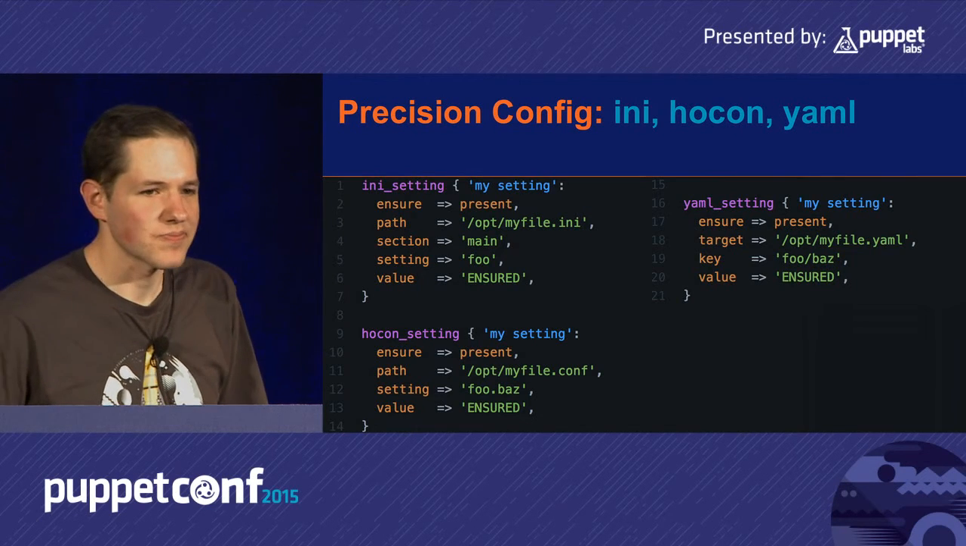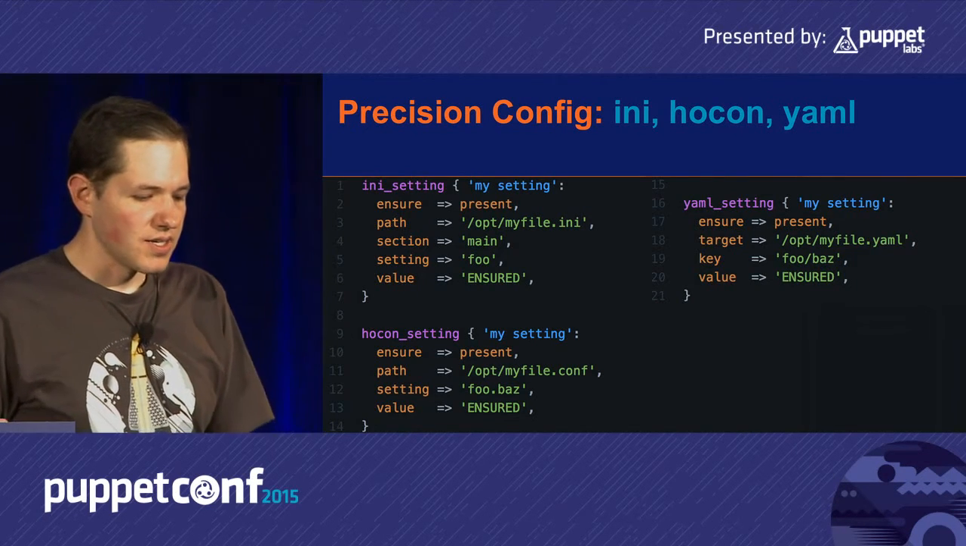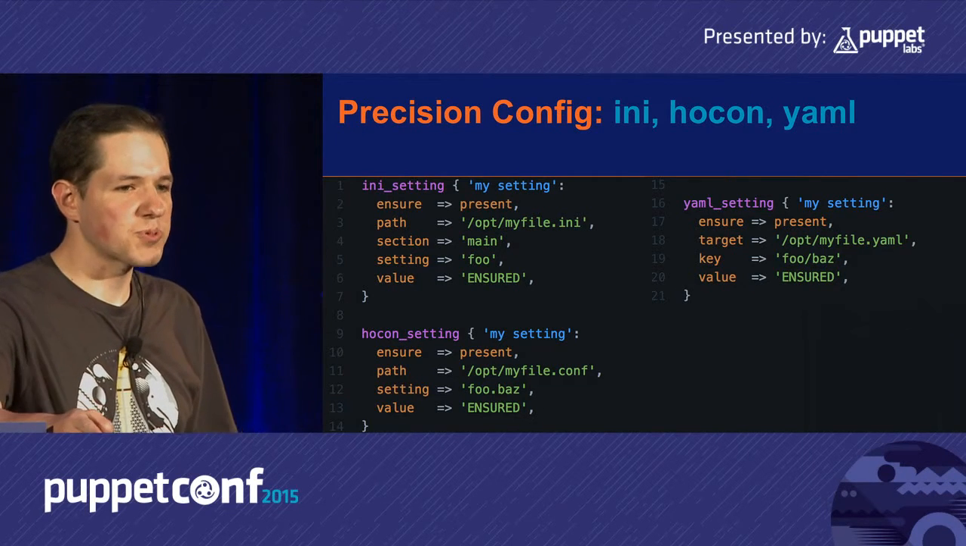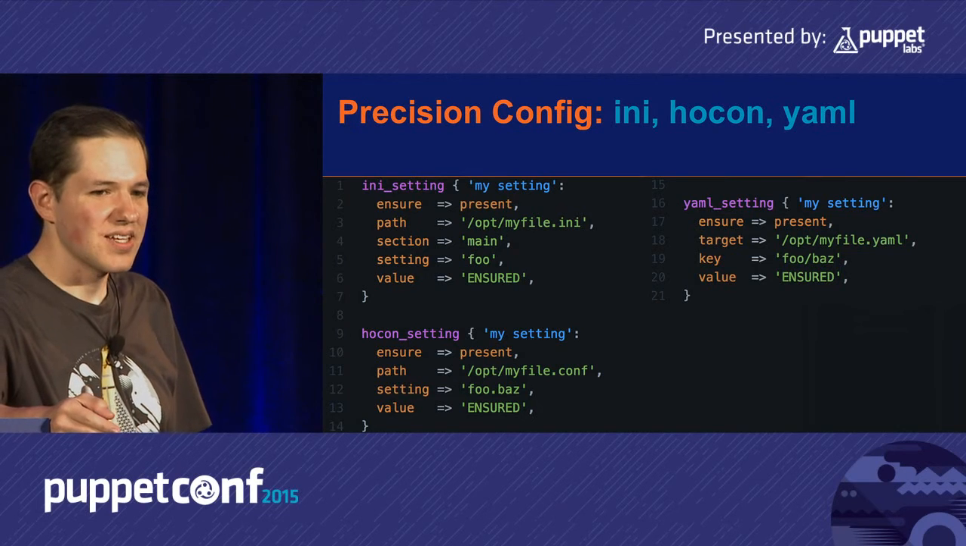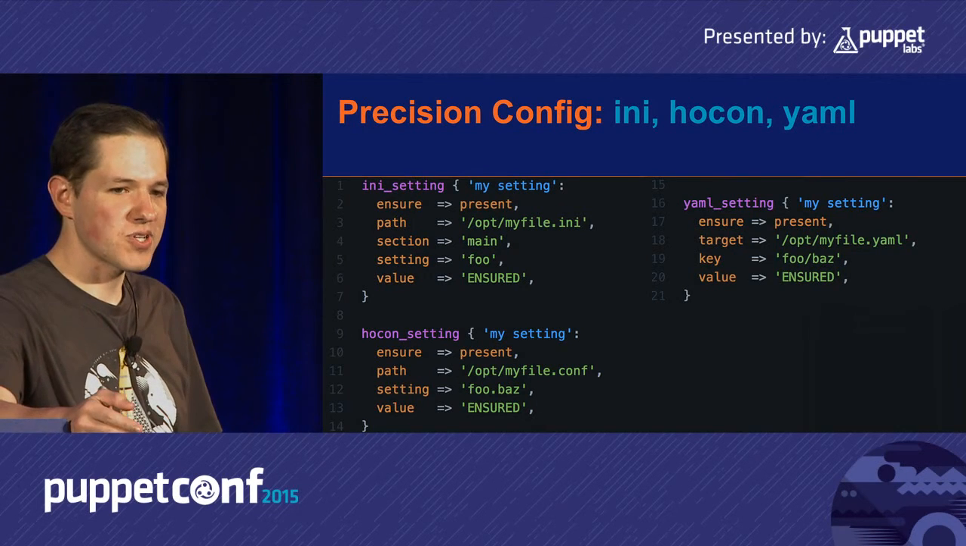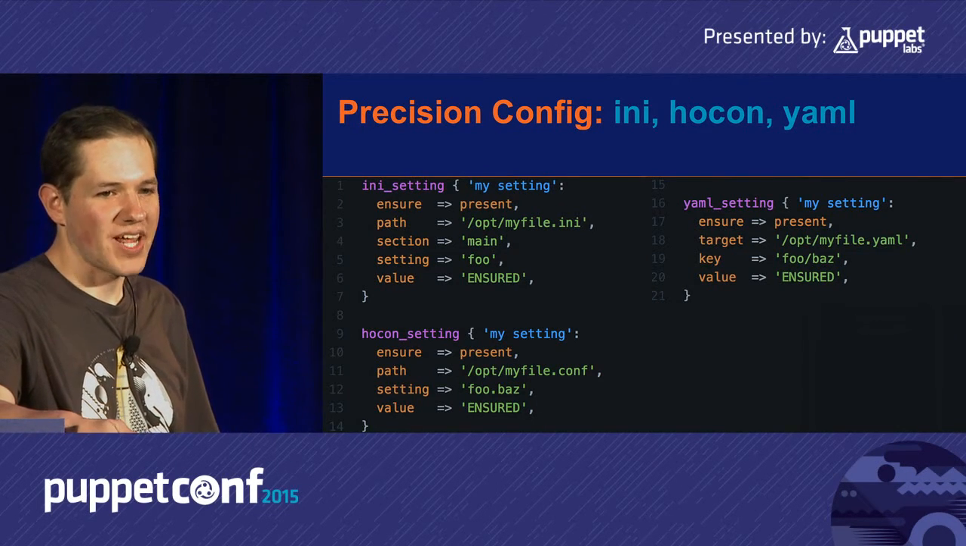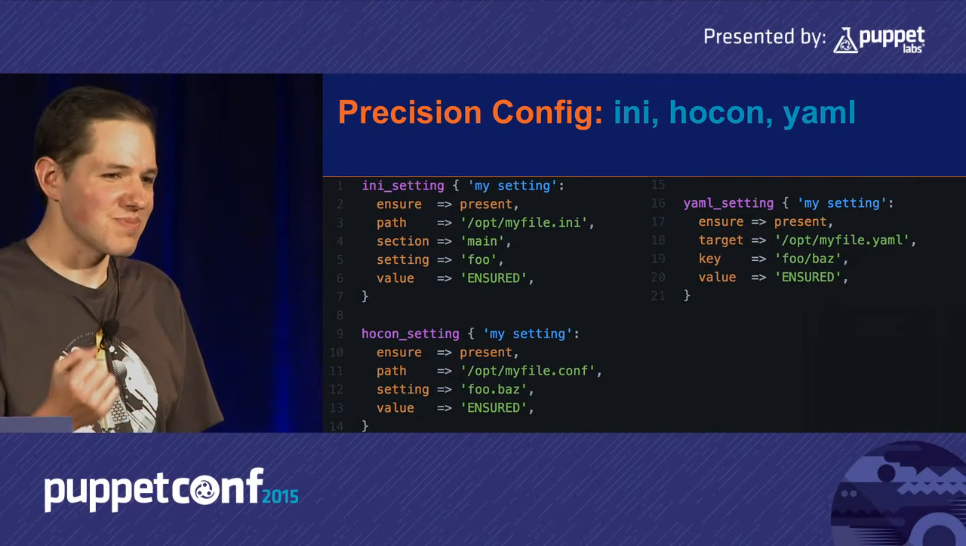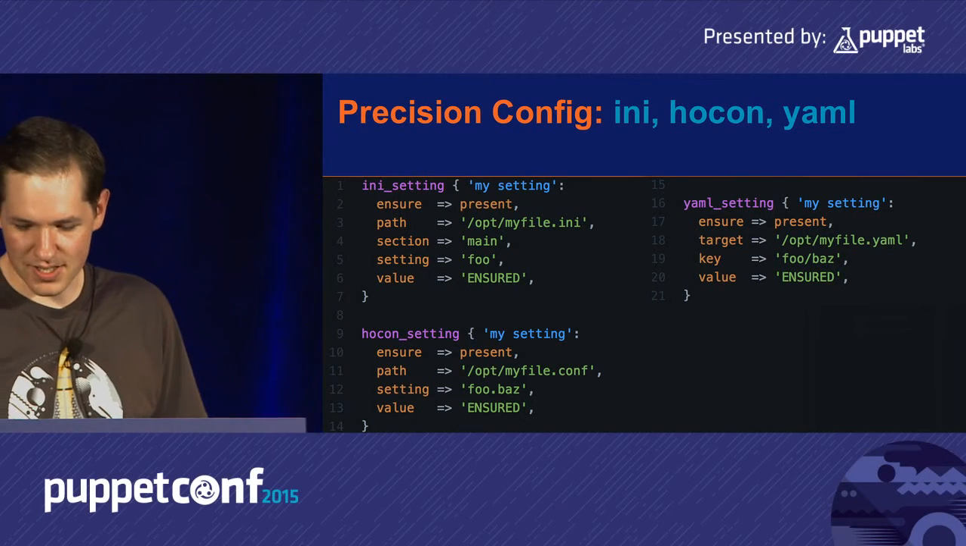These look like this. You specify just a resource title as usual. You really need to tell it what file you want to operate on. You need to tell it what setting, in the case of INI file, what section, and what setting you want to set, and the value it should have. It's that simple. This is not complicated to do. It's just Puppet; you should be aware of this kind of capability.